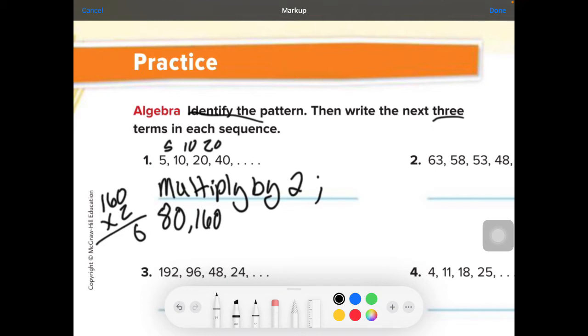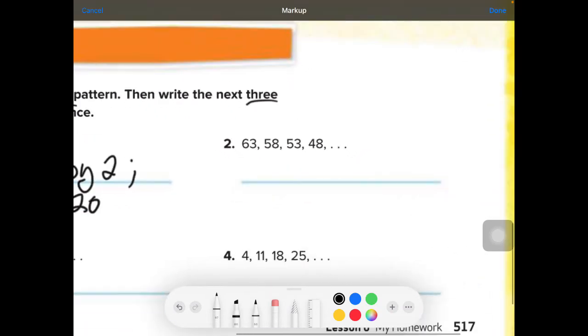2 times 0 is 0. 2 times 6 is 12. 2 times 1 is 2, plus 1 is 3. So 320. Make sure you write a little bit neater than I did. Okay, there we go.